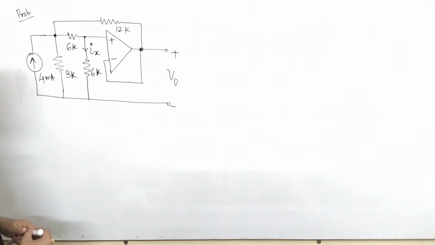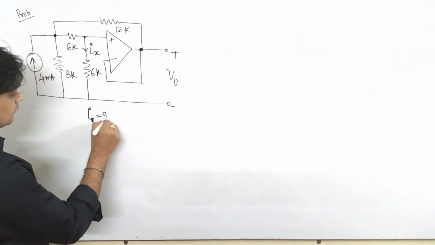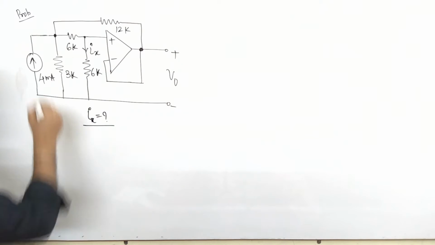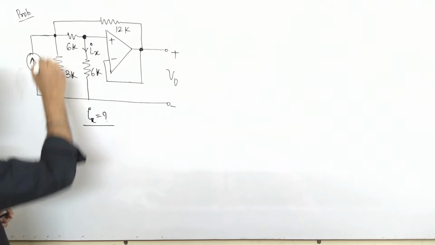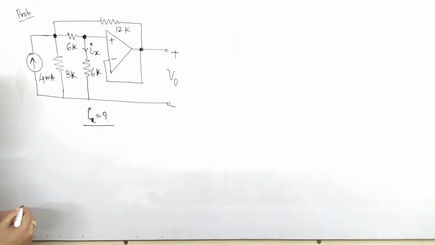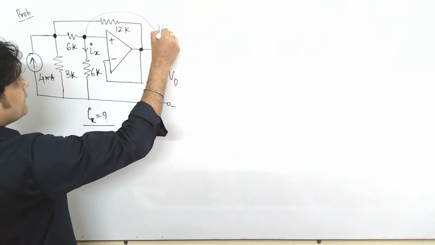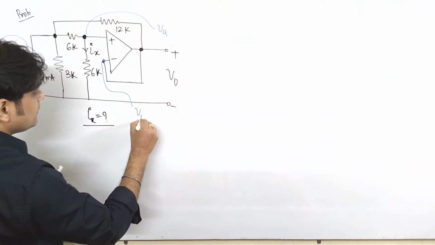Now friend, this is your next problem in which you have to find the value of Ix. You have to find the value of Ix, this current. So now see, this is your one node. If I say this potential is VA, and this potential is VB.